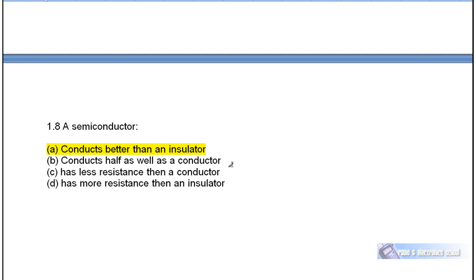No, if it had less resistance than a conductor, it would be a better conductor than a conductor, and it isn't. Has more resistance than an insulator? No, insulators have the most resistance. So A is the correct answer.